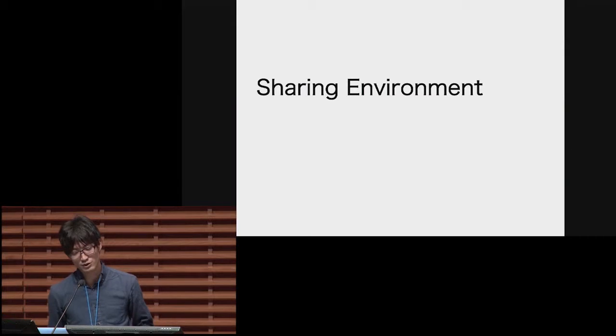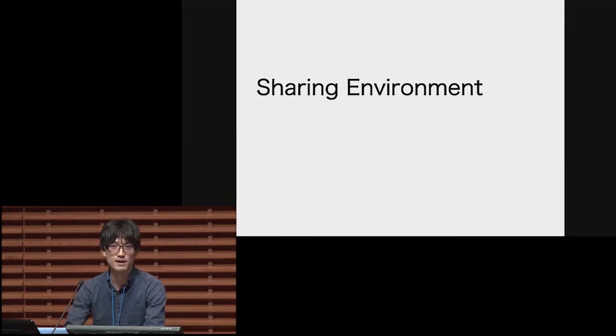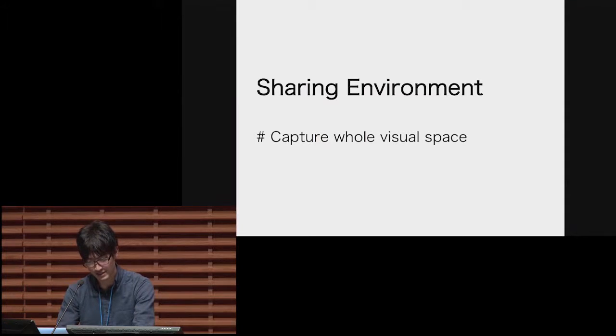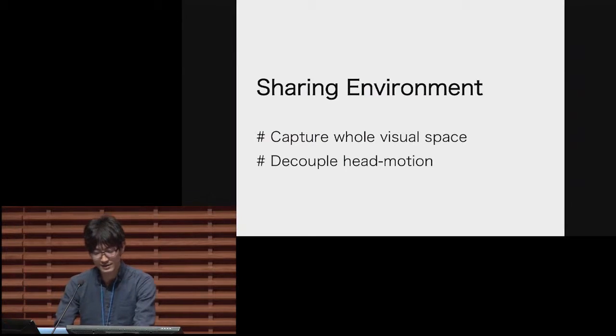So how can LiveSphere share the environment surrounding one person and realize an independent view? LiveSphere does two things to realize that. First is capturing the 4π visual space using an omnidirectional camera. And second is decoupling head motion from the view, using the wearer's head motion captured by a motion sensor. Through this process, a person can share the surrounding environment with a remote person.